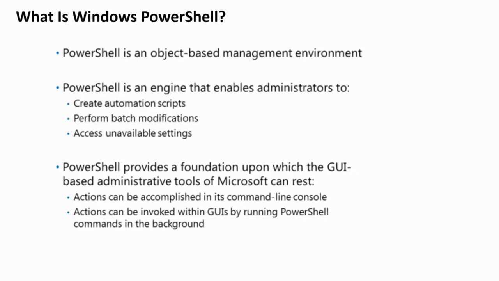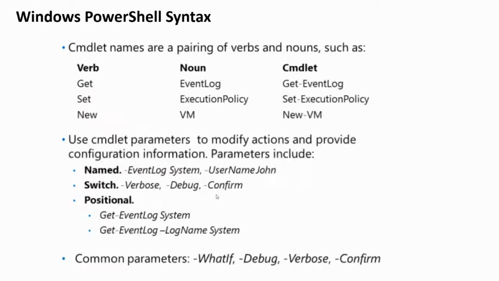So now we will see how to write commands or cmdlets in PowerShell. Cmdlet names are pairings of verbs and nouns such as, for example, get. You have get, set, and new. So you have the verbs get, set, and new.